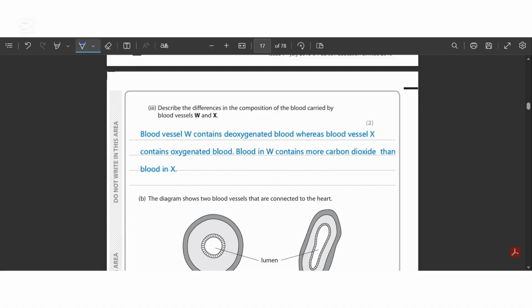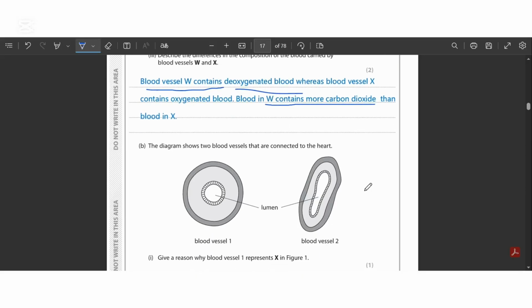Alright, since it is a 2-marker, the mark is coming from the mentioning that W contains deoxygenated blood, whereas X is containing oxygenated blood. And the next mark is coming from stating that it contains more carbon dioxide. So if you are writing for X, then you must write that it contains more oxygen, and hence you secure 2 marks. Okay, all right. So moving on to part B.